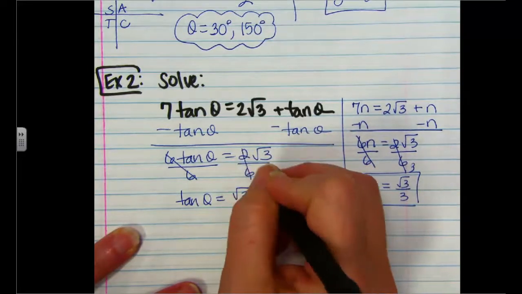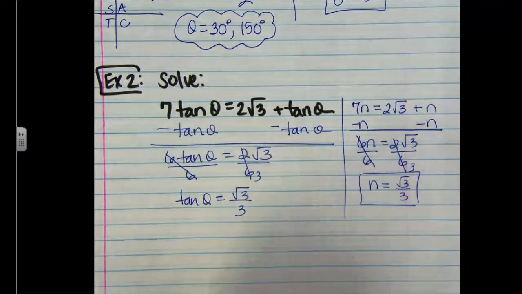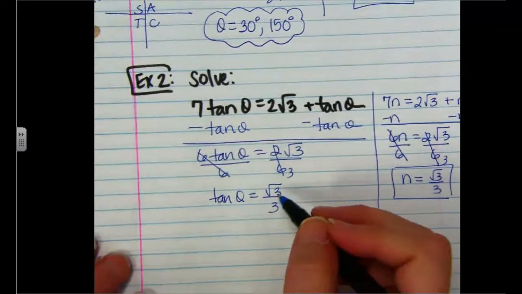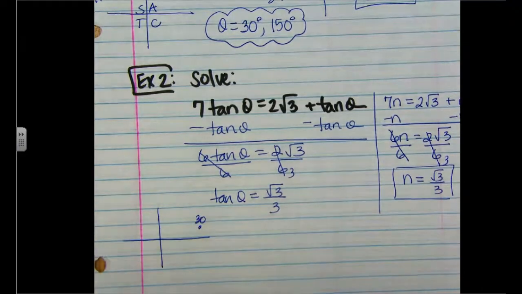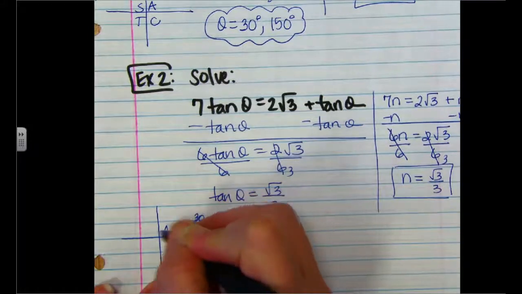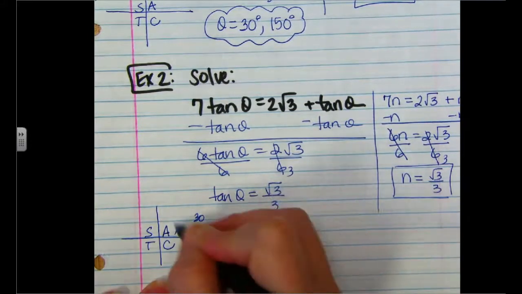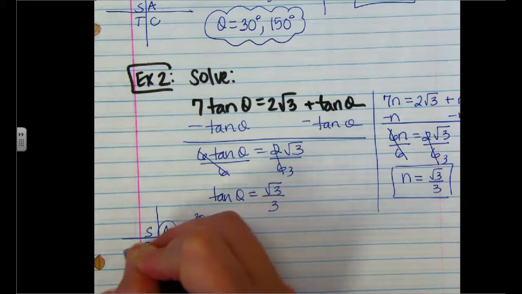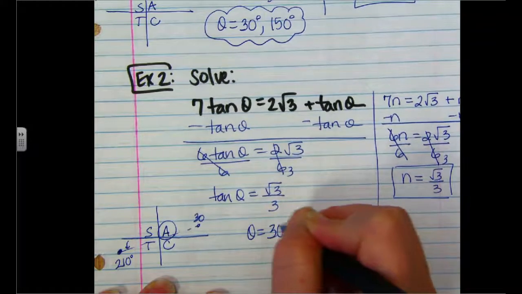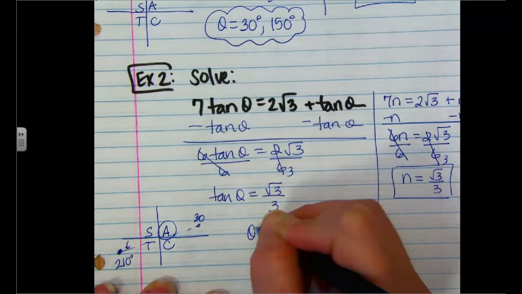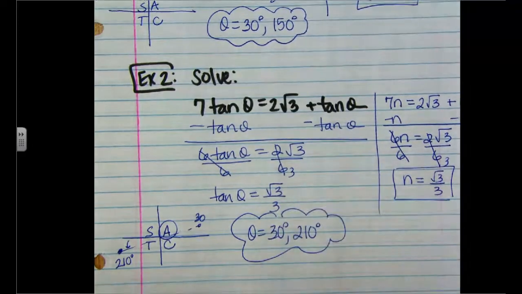Again, I need all values of theta. So I need to remember my unit circle, where tangent is positive, root 3 over 3. Well, tan of 30 is root 3 over 3. Tangent is also positive in quadrant 3. So the quadrant 3 child of 30 is 210, 180 plus 30. So my answers are theta is 30 degrees and 210 degrees. Again, sometimes you'll be asked for radians, so you would just take that next step. Call it pi/6 and 7 pi/6.